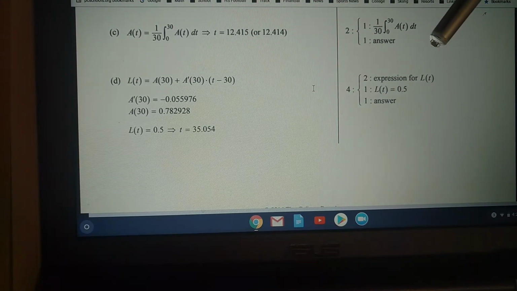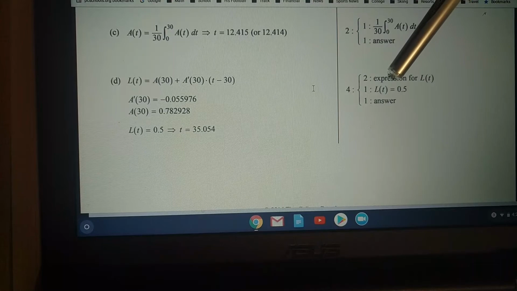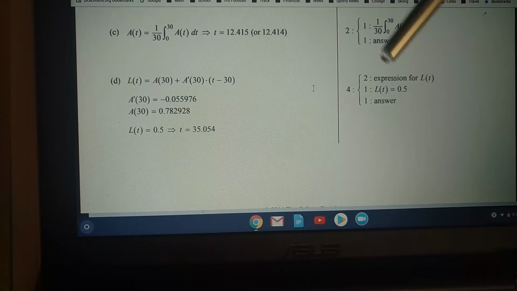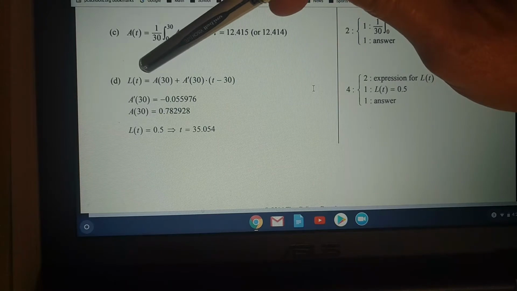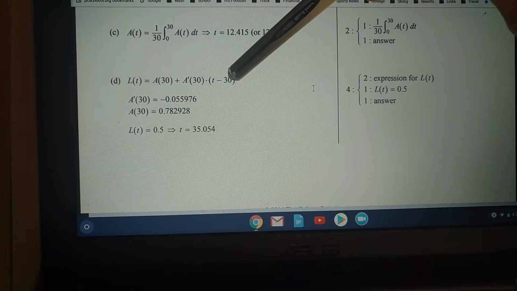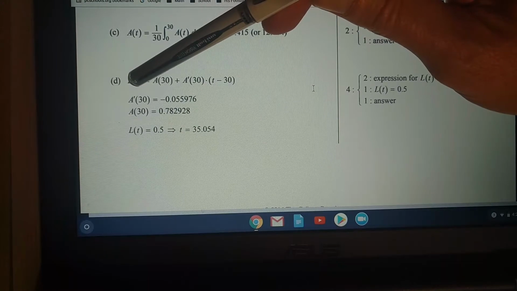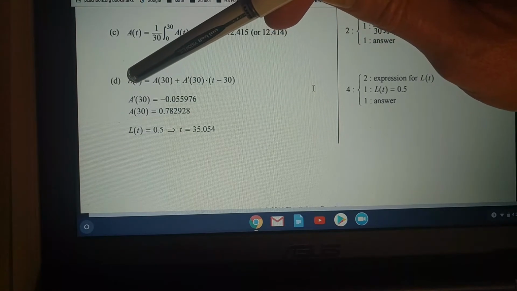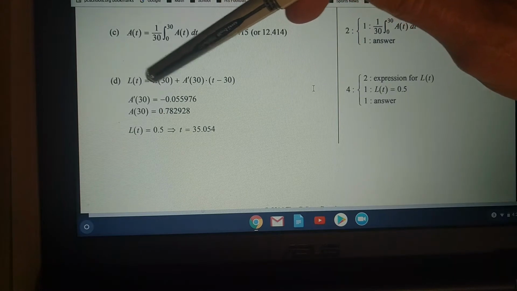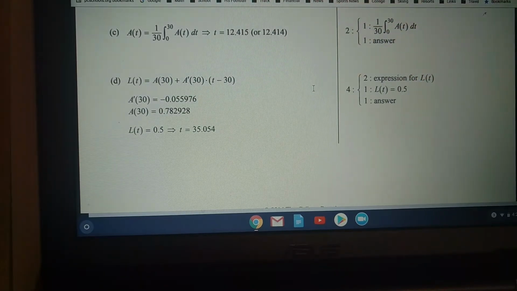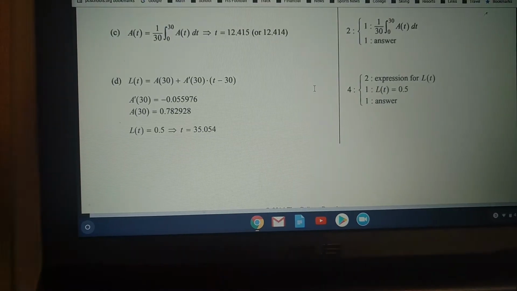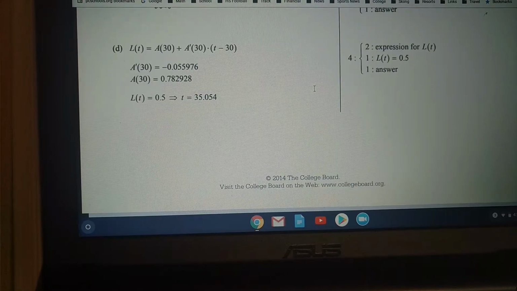And so using that to approximate, if you get the correct expression here for L of t, you get 2 points. If you set the expression equal to 0.5, then you get another 1 point. And then if you actually evaluate it correctly and solve for the correct time of 35.054, you get your 4th point. Okay, so that's 4 points there for that. Score it out of 9, and let's move on to number 2.